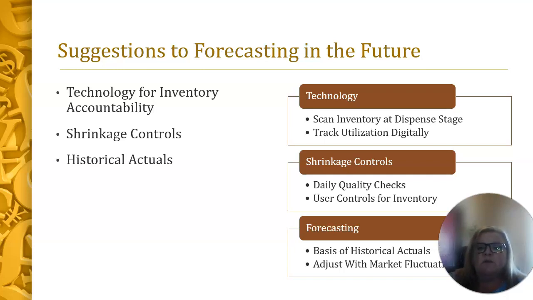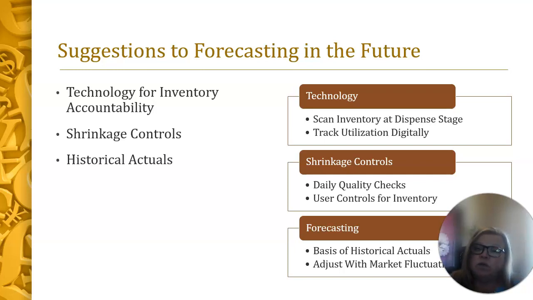So technology is the first one that I want to talk about, and then inventory accountability. So when we think about the use of digitalization in business today, being able to scan inventory at the dispense stage would indicate that utilization is happening. Then being able to track that utilization digitally through weights or through the amounts that are dispensed would be helpful in being able to understand where that shrinkage may be happening or where we may have a change in the product itself that's requiring more inventory or more product than we expected to use as a supply.